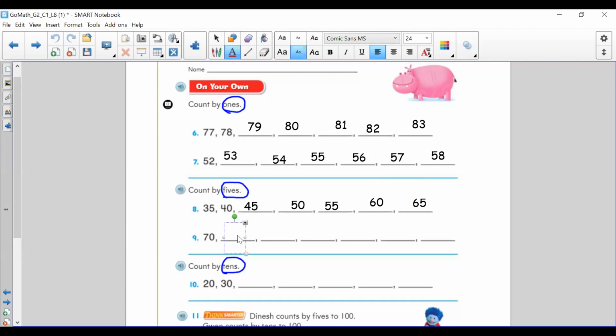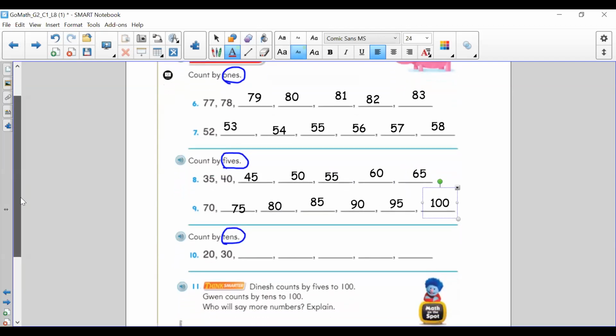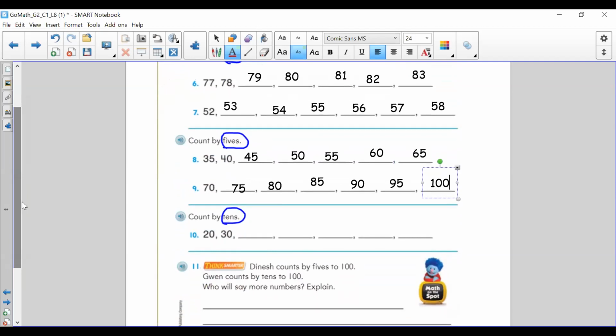70, 75, 80, 85, 90, 95. Oh, do you know what comes after 95? Well, guess what the next 10 is? 100. If you guessed 100, you are a math master.